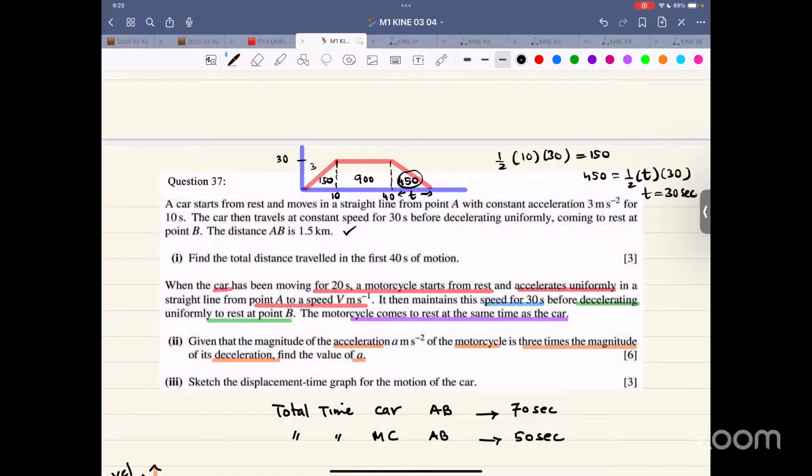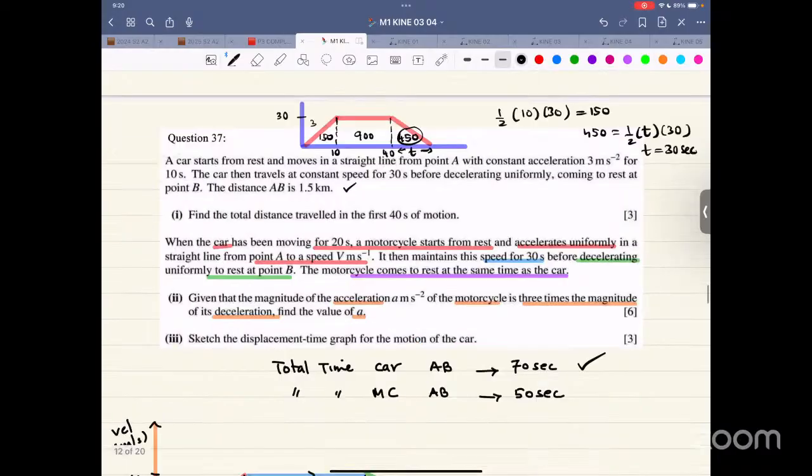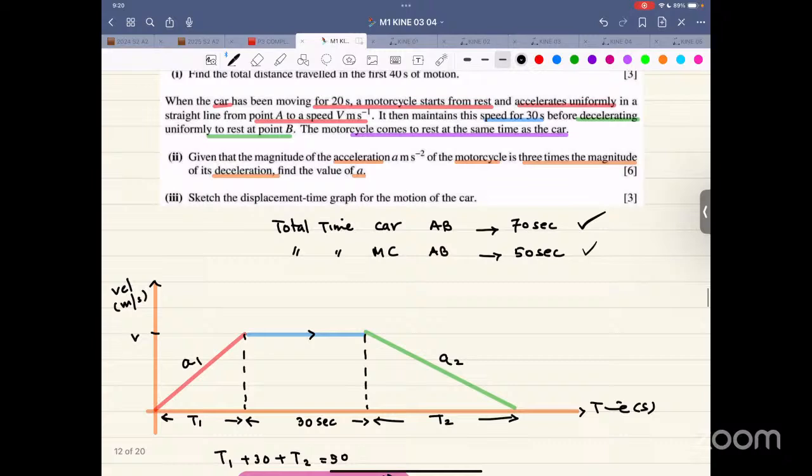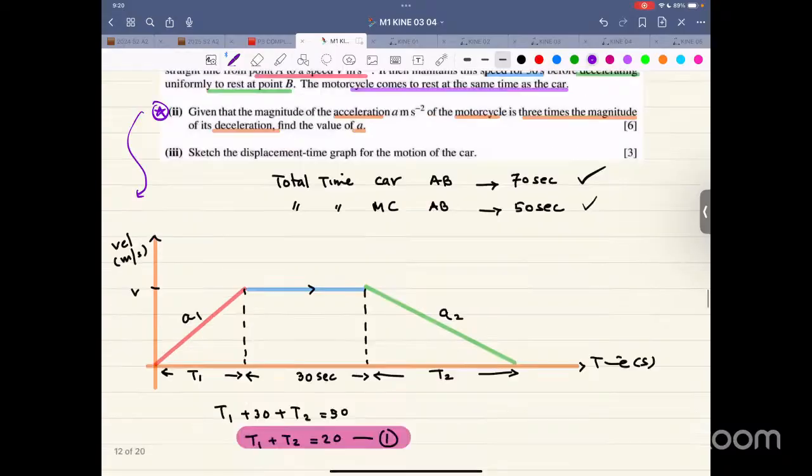So therefore, the total time taken is 70 seconds. Therefore, the time taken for AB should be 50 seconds. So now over here, even though they have not asked us to sketch for part 2, this is the sketch for part 2. So this is for the motorcycle. Now it accelerates at A, and let me call this A1. And it decelerates at A2.